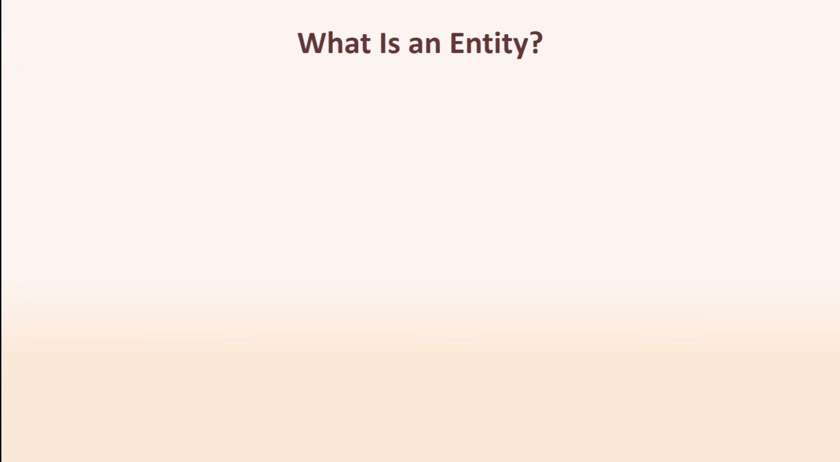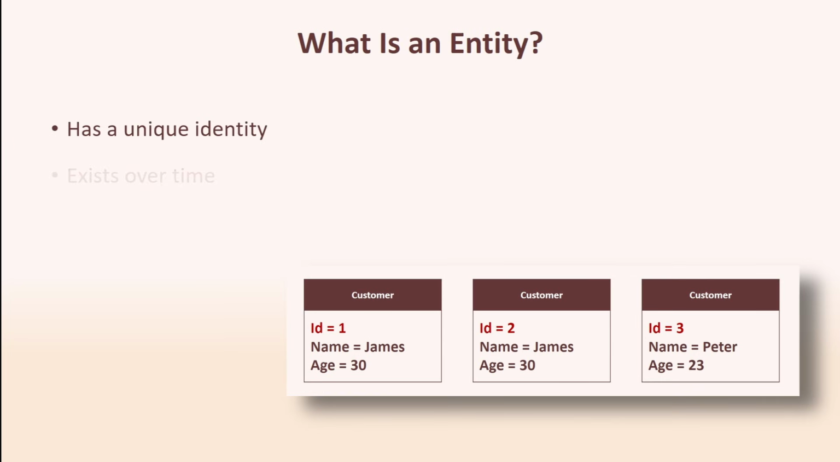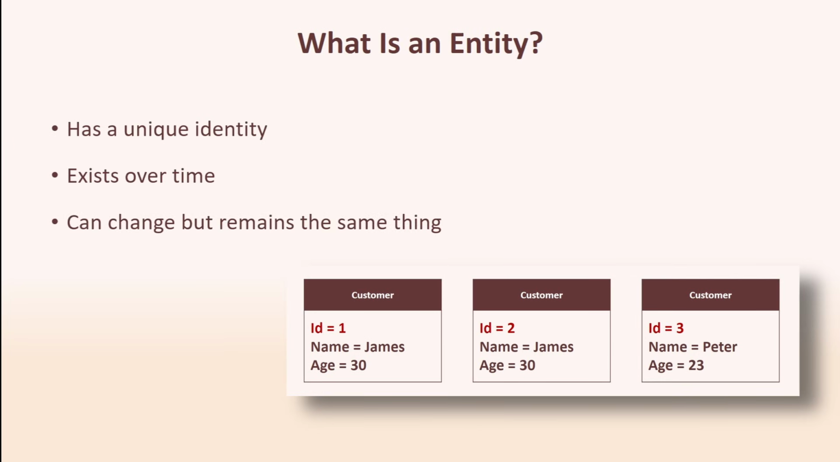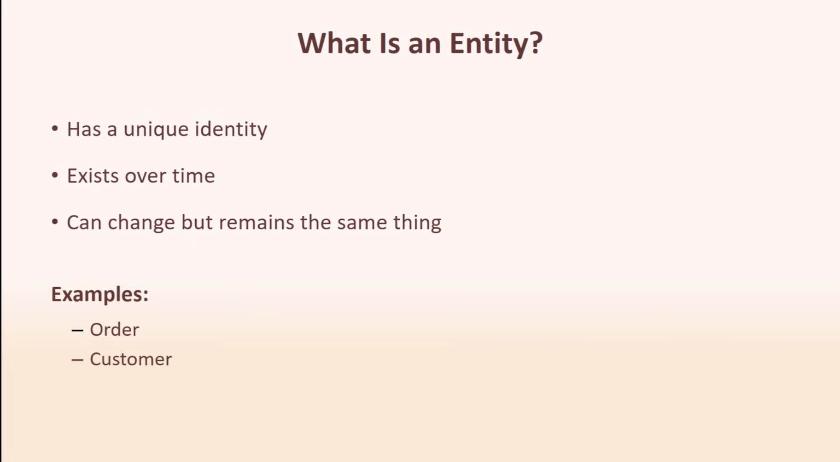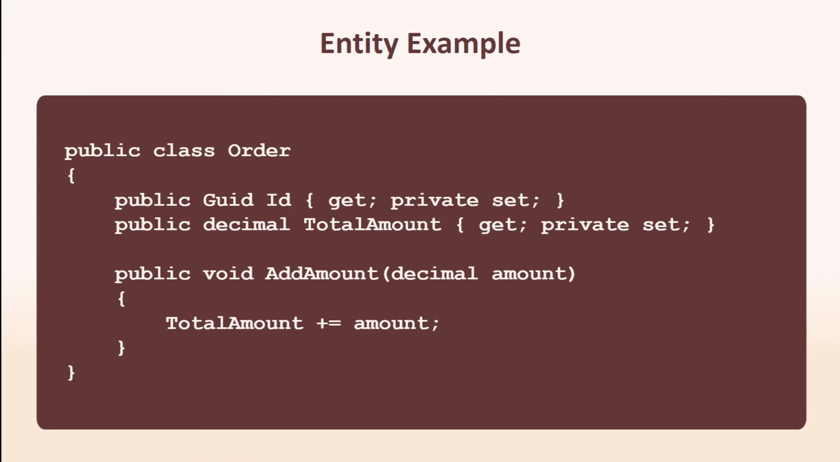In domain-driven design, an entity is something that has a unique identity and exists over time. Even if some of its details change, it's still considered the same thing. For example, an order might change its status and a customer might update their address, but they are still the same order or the same customer. In domain-driven design, we use entities to model the things in the business that really matter and have some sort of continuity.